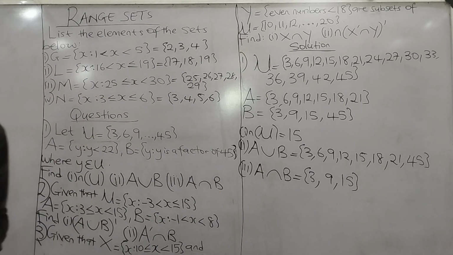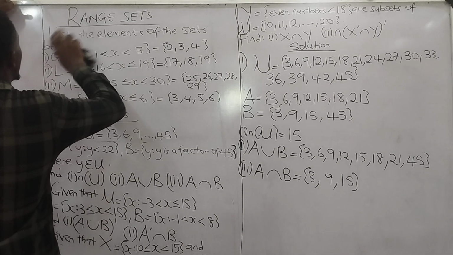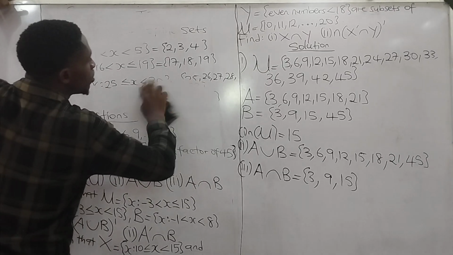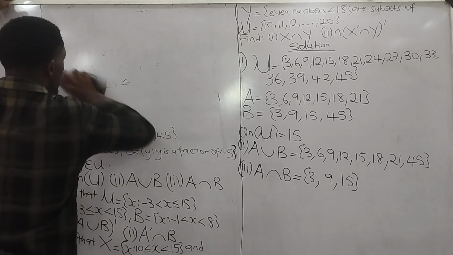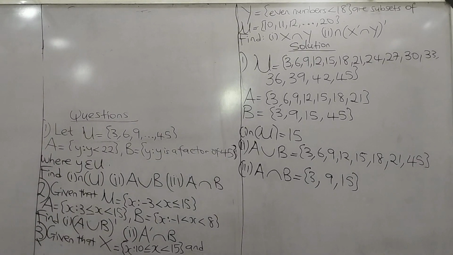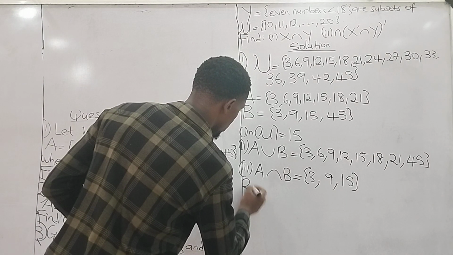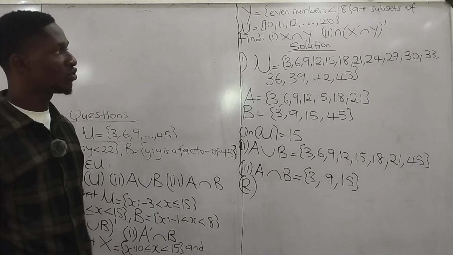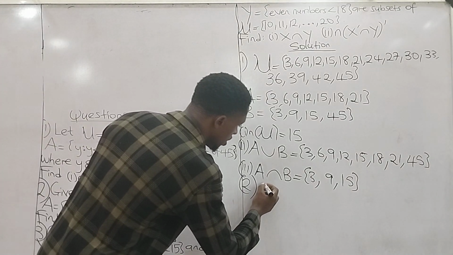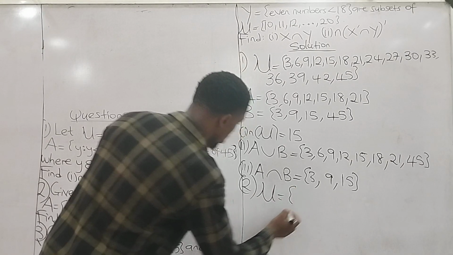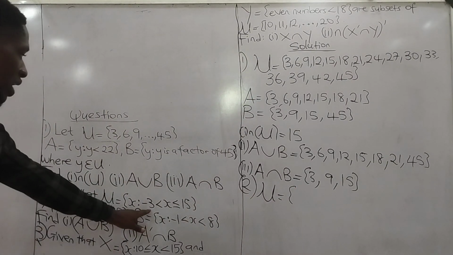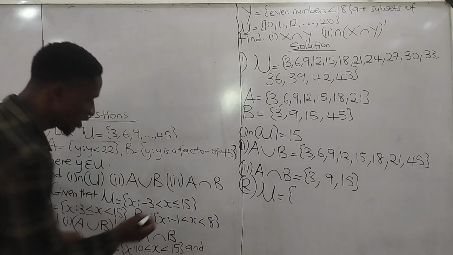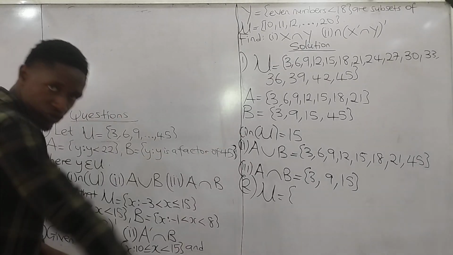Let me try to clean here so that we can go to number 2 and also solve it there. So we have number 2 here. Given that the universal, remember what I told you, always start with the universal set. So the universal set is such that -3 less than. So is -3 included? No, because there is no equal to there. So you start with -2.